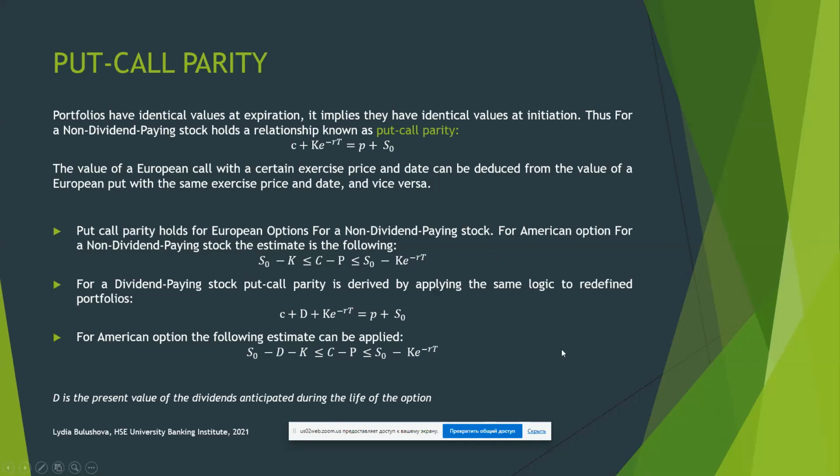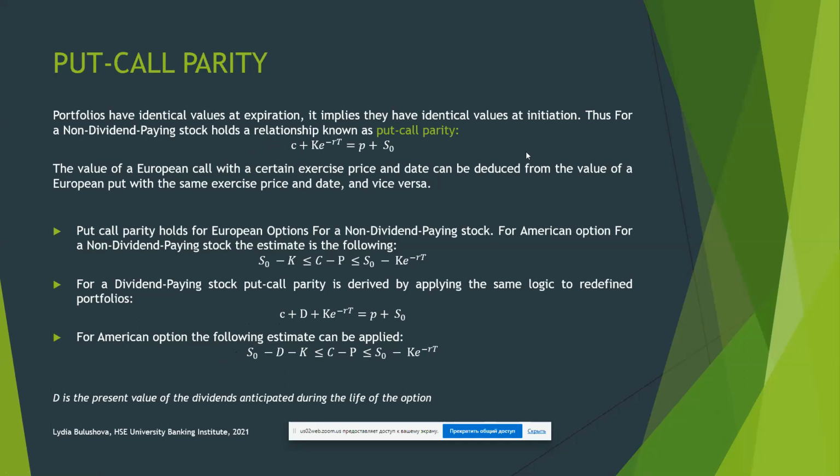And we can adjust the put-call parity for dividends, and this is what we have for a dividend paying stock. We can have the same adjustment for American options on a dividend paying stock. But in fact, we can focus on the first line, the classic put-call parity: European option, non-dividend paying stock.